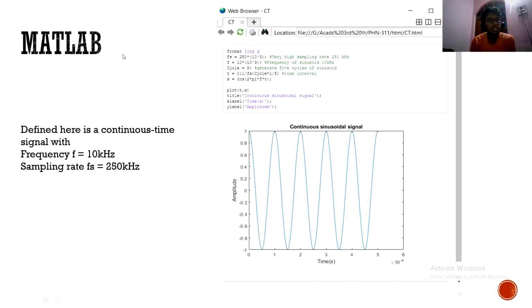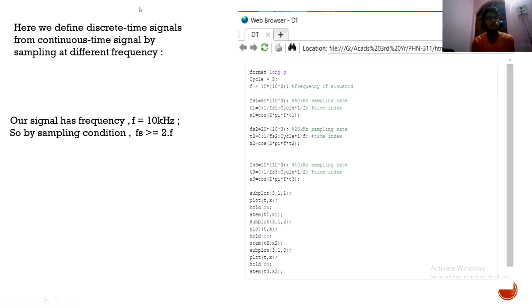Now we'll discuss the MATLAB code that will be used for the visualization of our sampled signal. Here we have a continuous time signal with a frequency of 10 kHz and a very high sampling frequency of 250 kHz. As we can see here, the graphical representation of a continuous sinusoidal signal. And if we want the discrete time signal of this continuous time signal that we have defined previously, for different sampling rates, for example 50 kHz, 20 kHz and 10 kHz.